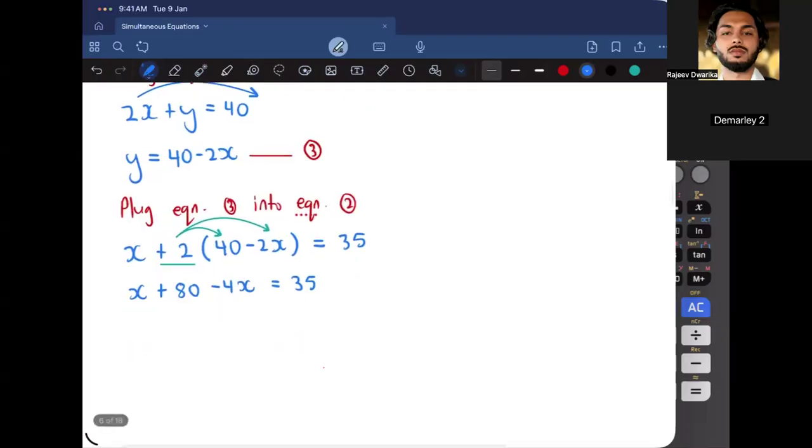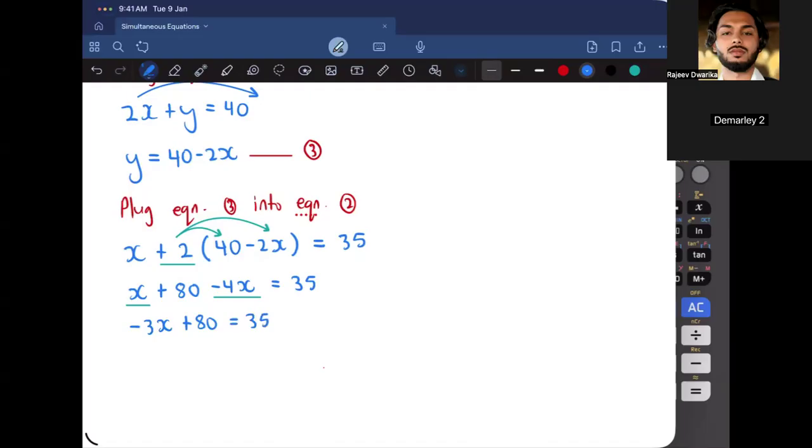Right, and that will be equal to 2. So you want to find x. So we have x and we have negative 4x. What is x minus 4x? Negative 3x, right? Negative 3x plus 80. Did I confuse you? No, you didn't.